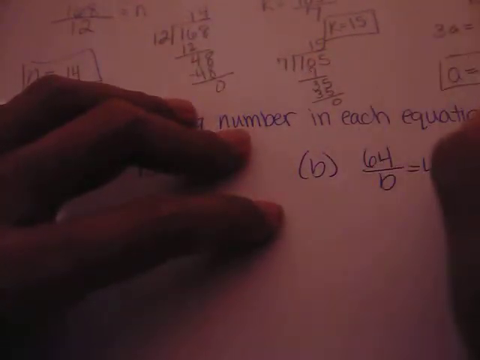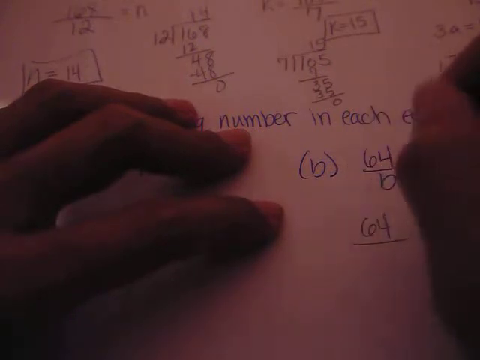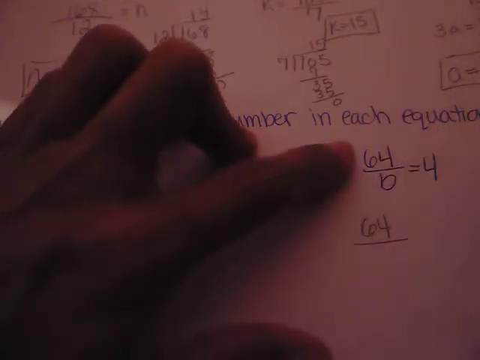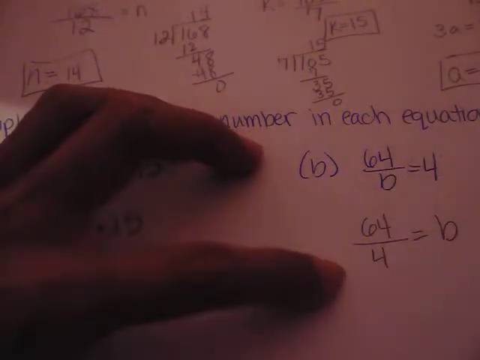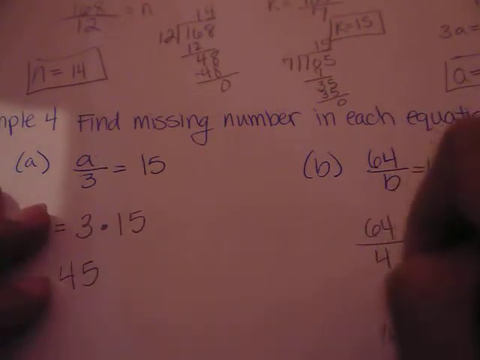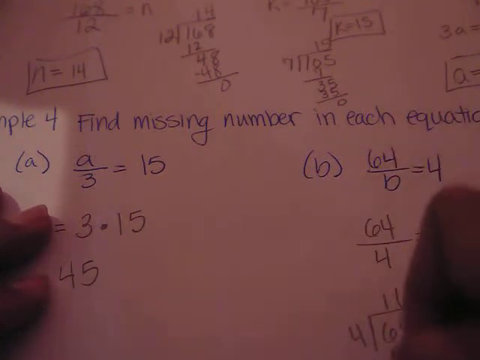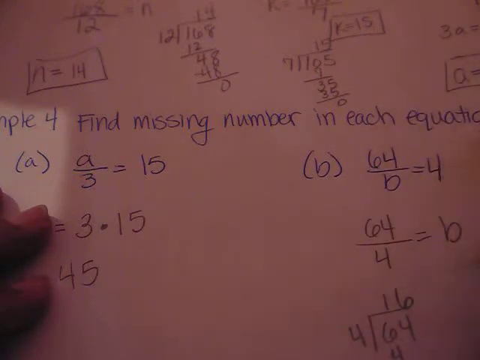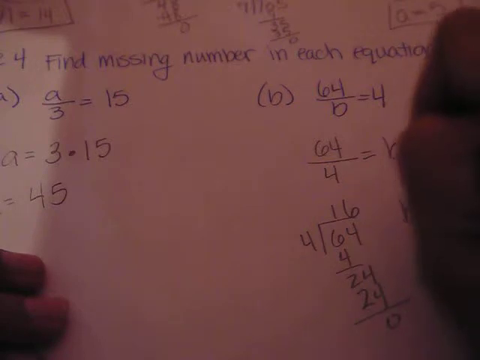All right, the next one is 64 divided by something is 4. Well, to get what you're dividing by, that means this times this is 64. So we could also divide by 4 to get B. 64 divided by 4. All right, not afraid of long division if we don't know this answer. All right, we get 16. Now you get to the point where you're going to know these a little bit better. So B equals 16.